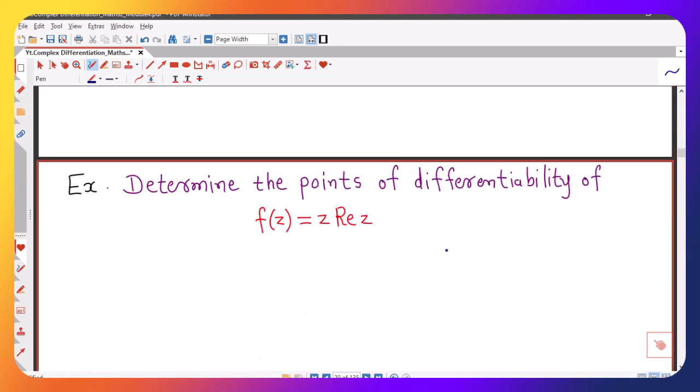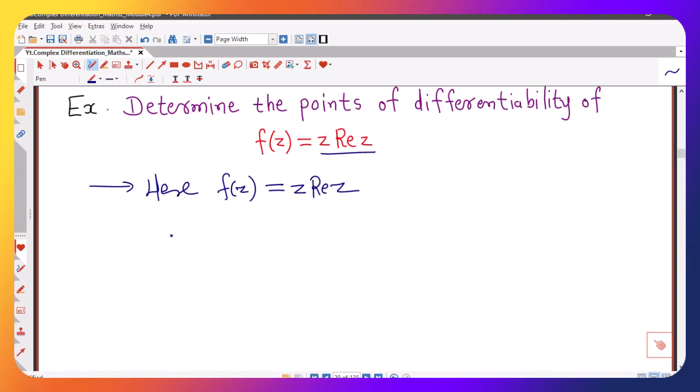Similarly, you can have this question also: discuss the differentiability of f of z equal to z times real part of z. This also we can do quickly now. Here f of z is given by z times real part of z. So what we have to write first: let z equal to x plus i y. Then f of z is z into real part of z.